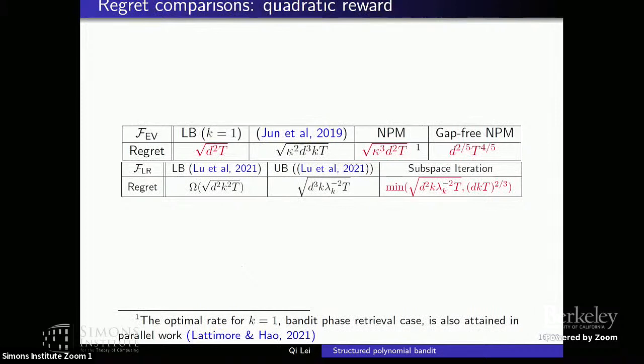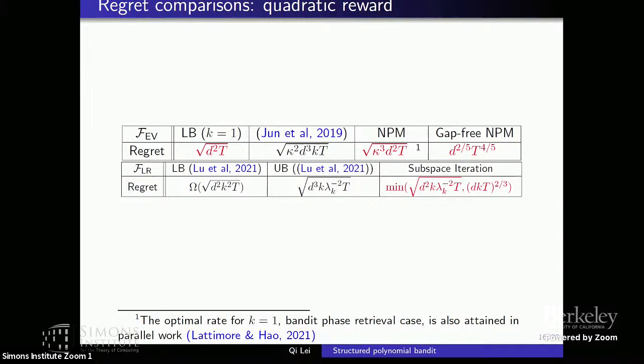And with these two types of algorithm, we can get the improvement like this. So for the eigenvalue problem, we also proved a lower bound of square root of d squared times T. And Jun et al. achieved a regret of square root of kappa squared d cubed k T. And we improve it to be kappa cubed d squared times T here. We also have a gap-free version, but the dependence on T is not so good.